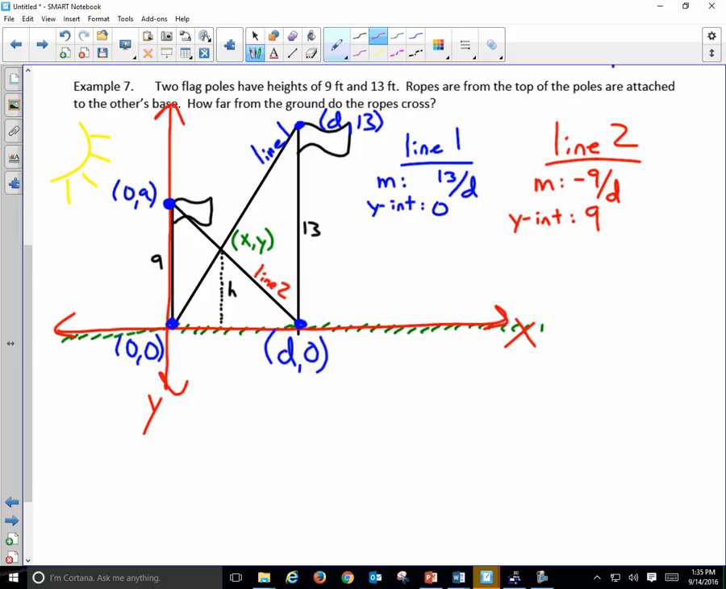Isn't 9 in German no? It doesn't mean no. 9.